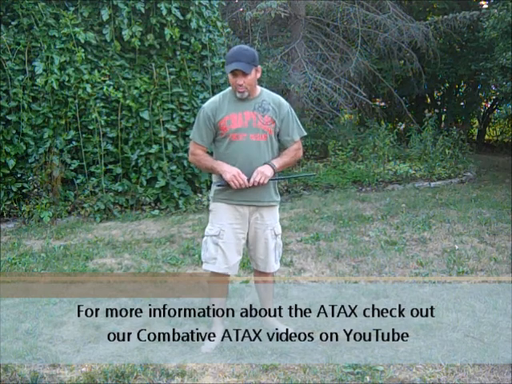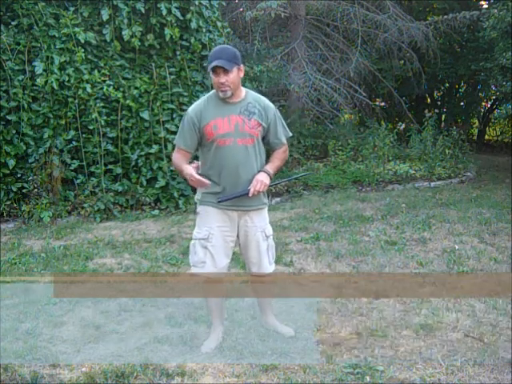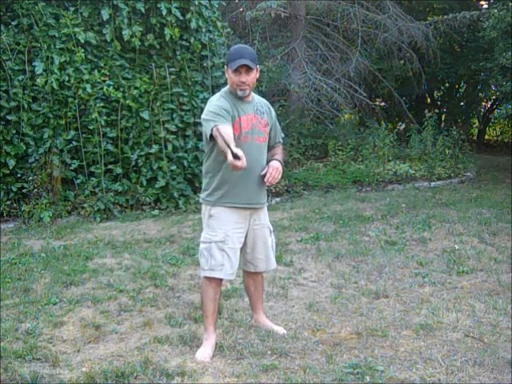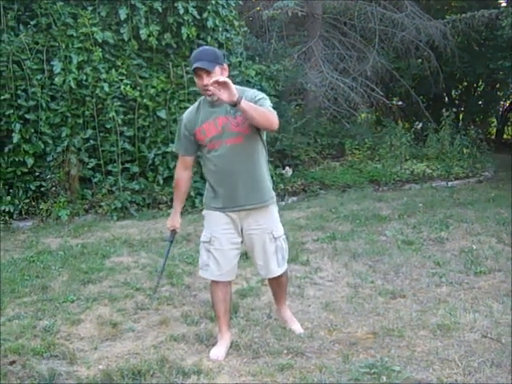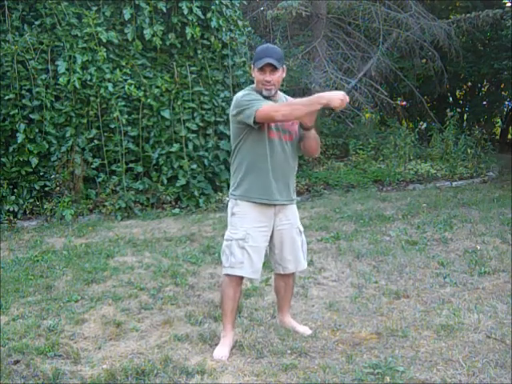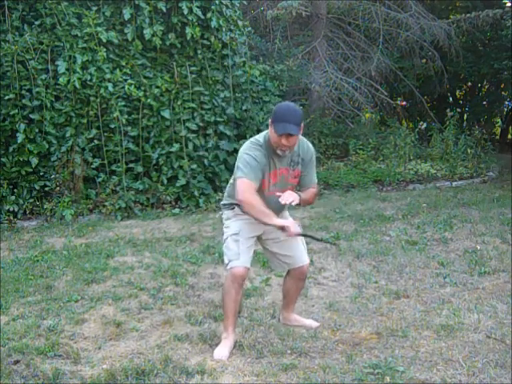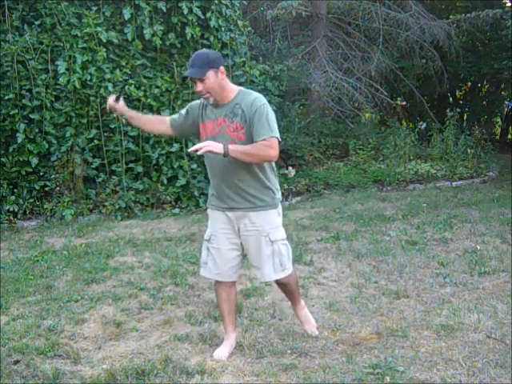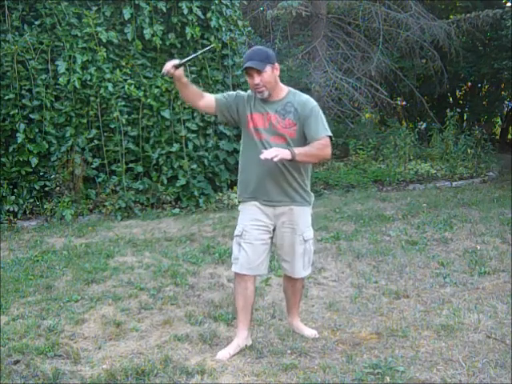Today we're going to talk about angles of attack, and this could go with impact weapons, edge weapons, and the ATACs, of course. And we like to keep everything as simple as possible. So you're going to do a downward figure eight, horizontal attacks, and this can be high and it can be low, upward figure eight, and thrusting.